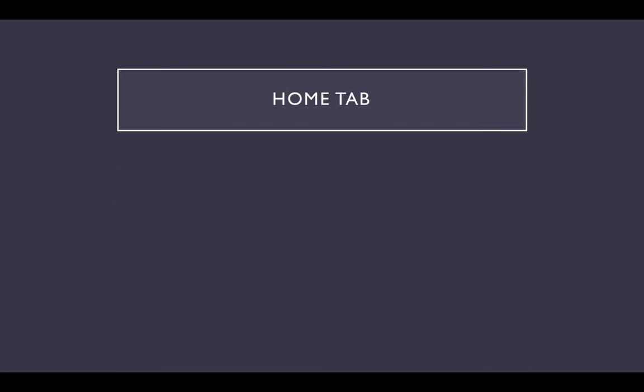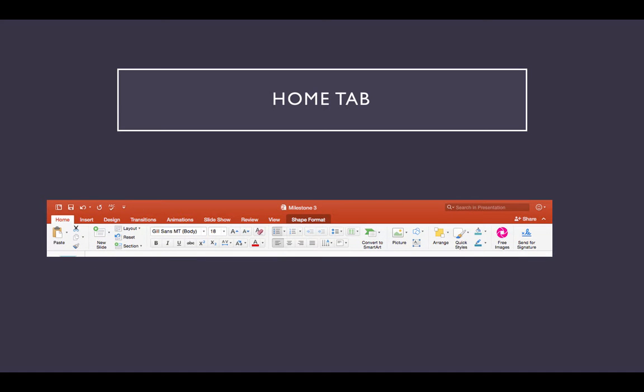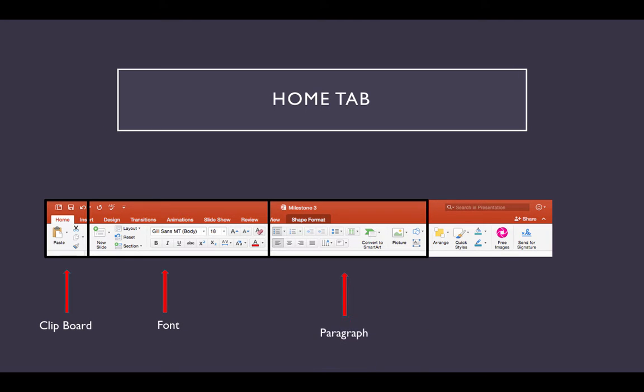Next, let's look at the Home tab. The Home tab holds the cut and paste features, which are found here in your clipboard group. It also holds your font options, which are in your font group, your paragraph options, which are in your paragraph group, your drawing options, which are in your drawing group, and also your add-ins. It's used to help you organize your slides.